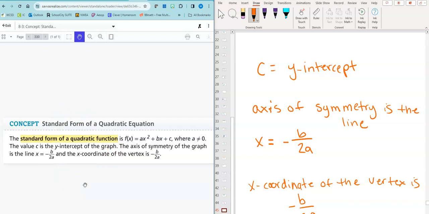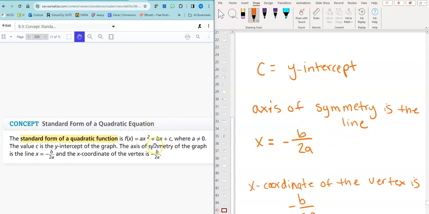All right, now here you can see this is the standard form of a quadratic function. It gives you the equation again, and it lets you know that a is not equal to 0, so a has to be greater than 0 or less than 0. Then it explains that the value of c is the y-intercept of the graph, which we just talked about. And then it gives us some new information, and I wrote it bigger over here on the right. The axis of symmetry is a line that goes through x equals negative b divided by 2a. Okay, so that is our line of symmetry.